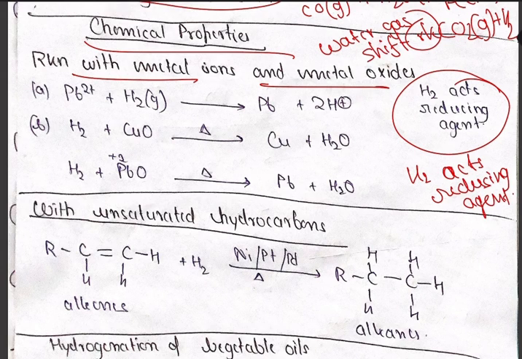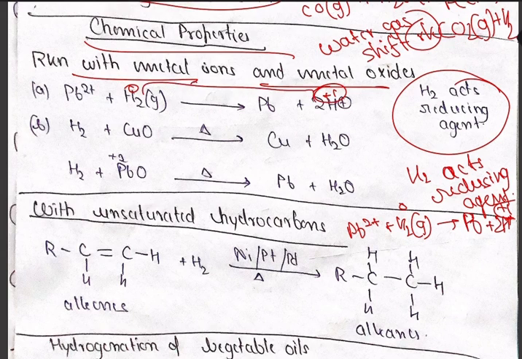Look at this: Pb2+ plus H2 gas forms Pb and 2H+. In this, dihydrogen is in the 0 oxidation state, and here it is in the +1 oxidation state. As it is a reducing agent, it undergoes oxidation, and a compound which undergoes oxidation reduces another compound, and that's why we call it a reducing agent. Lead 2+ goes to 0, that is reduction. Here dihydrogen reduces Pb2+ to Pb0. Here dihydrogen acts as a reducing agent.